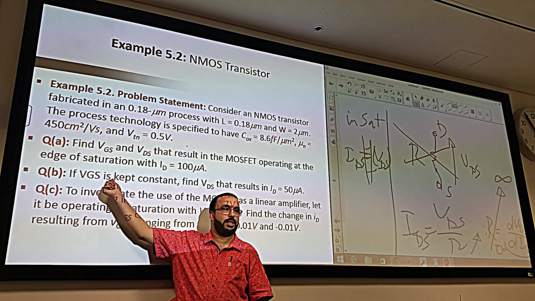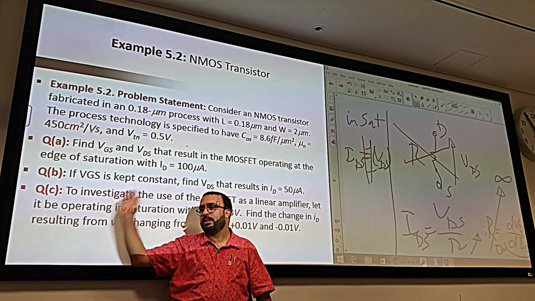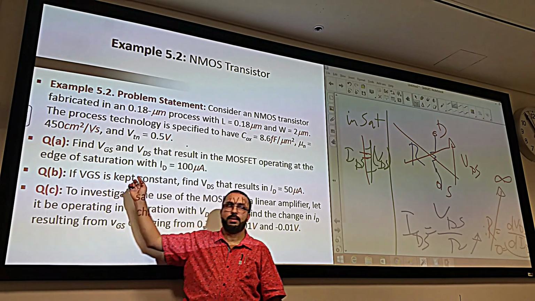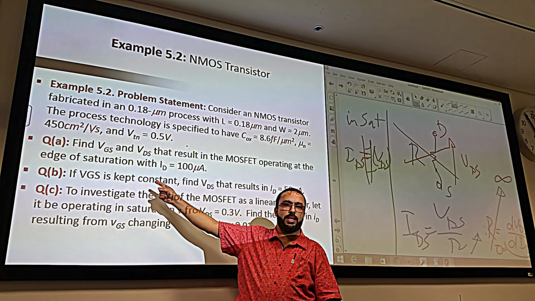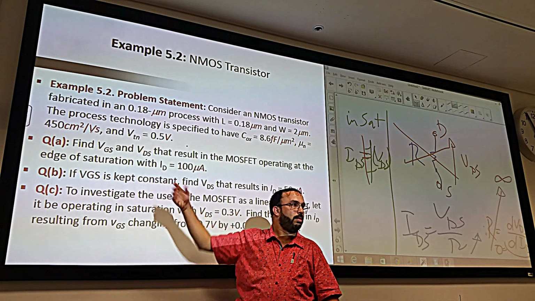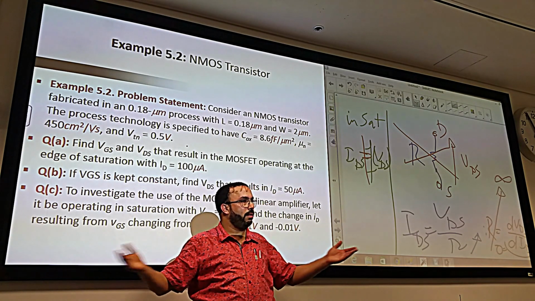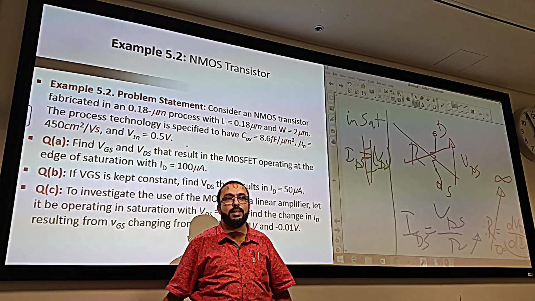What is related to VGS? No, it is not dependent on the VGS. What do we get from VGS? No, it's independent. VGS and VDS, they are totally independent.